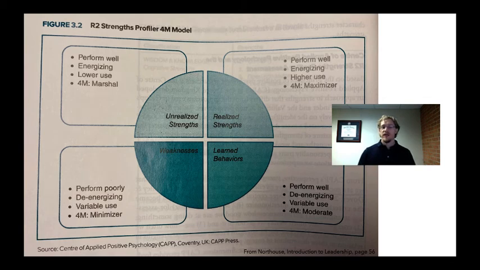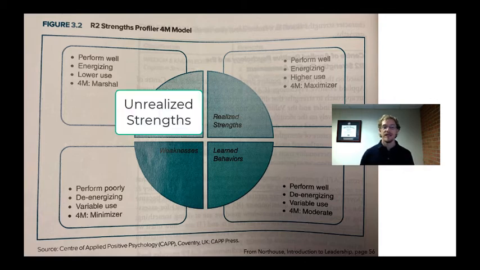This model is really helpful. It comes from your textbook on page 56. Let's start at the top left where it says unrealized strengths. These are things in which we perform well and they give us energy when we do them. So we're pretty good at them, but we don't use them very often. Okay, so those are unrealized strengths.